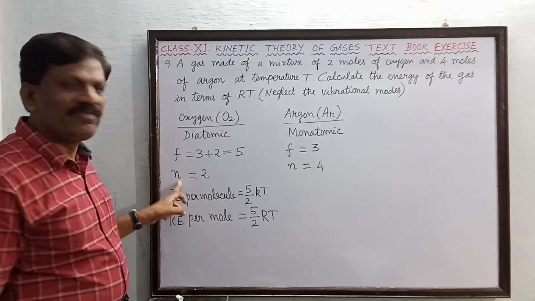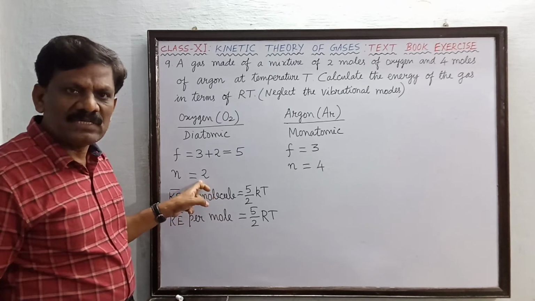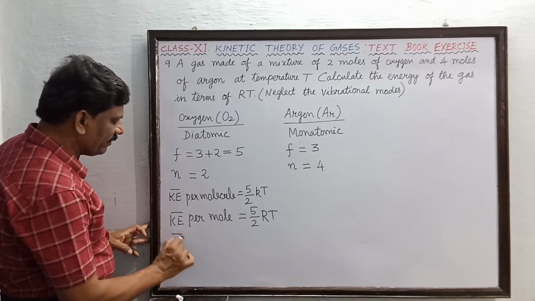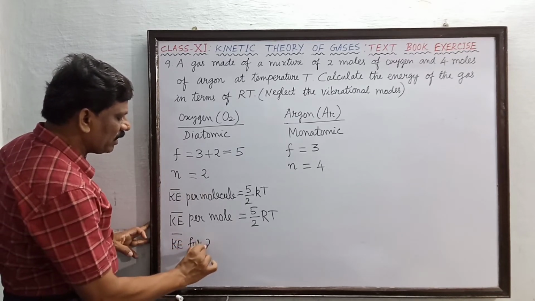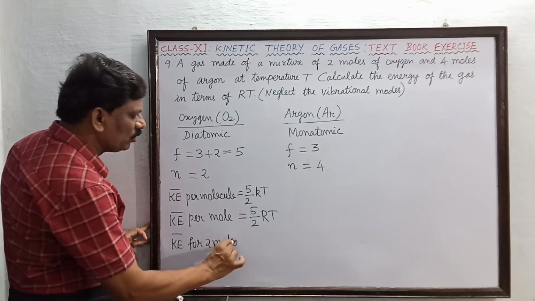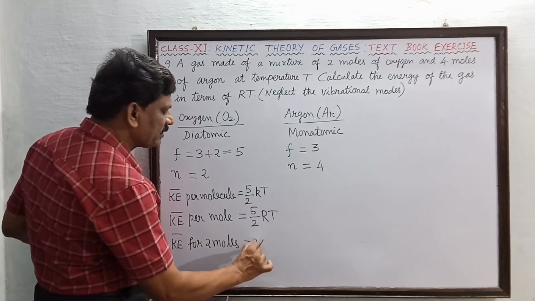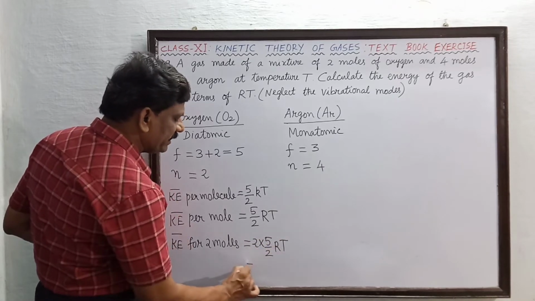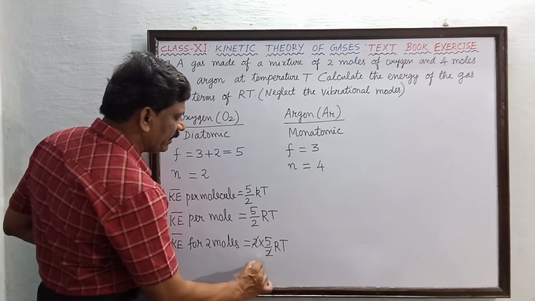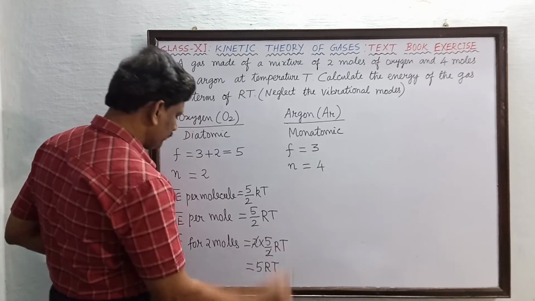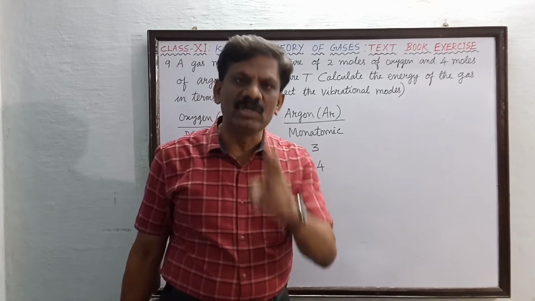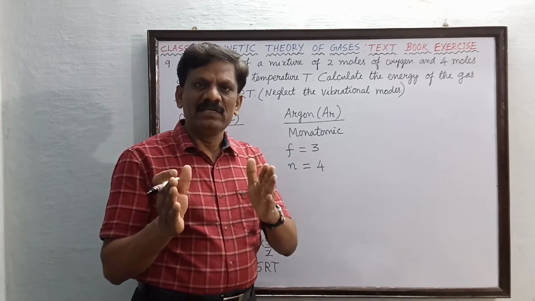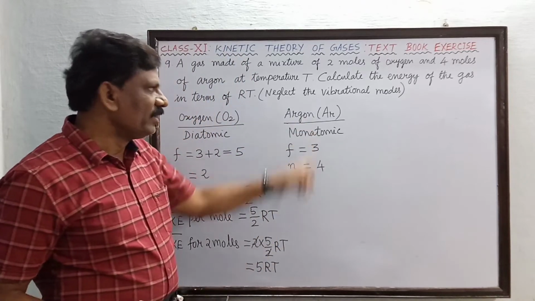Like that, how many moles are there? 2 moles. So the average kinetic energy for 2 moles of oxygen is 2 into 5 by 2 RT. 2 and 2 get cancelled. Remaining is 5 RT. This is the average kinetic energy for 2 moles of oxygen. First of all, have you understood this step? Now similarly, we will do it for argon gas.